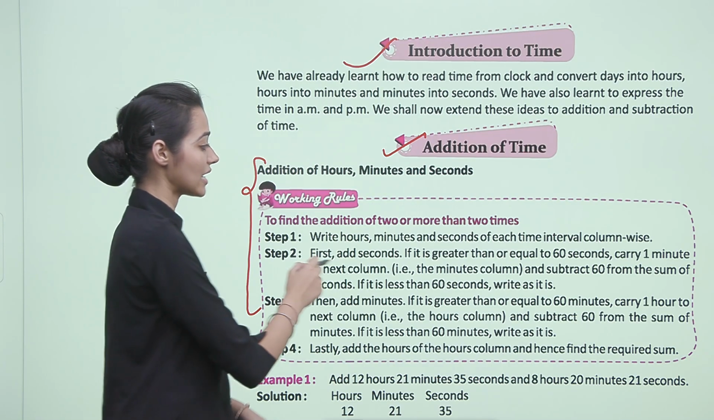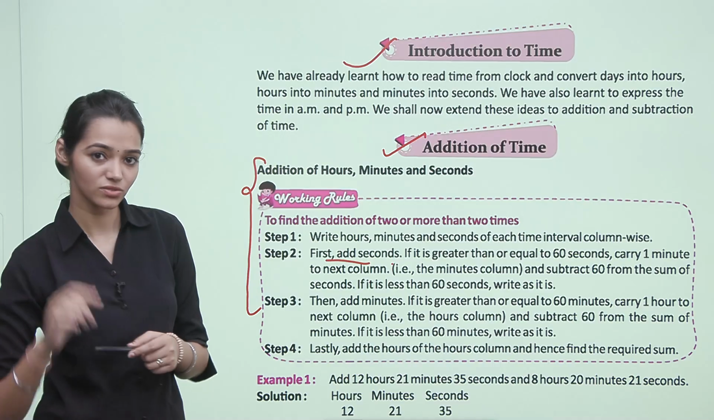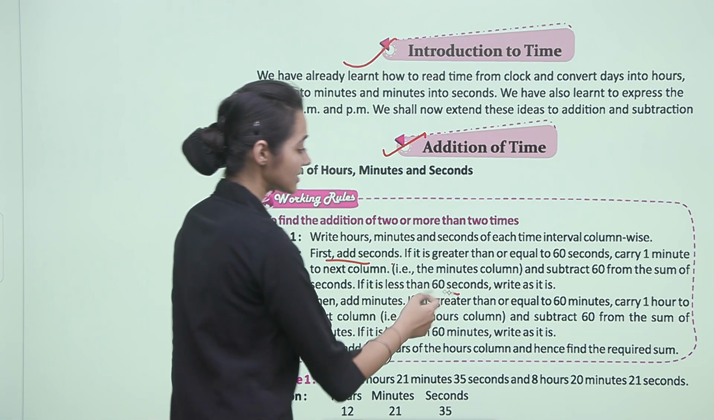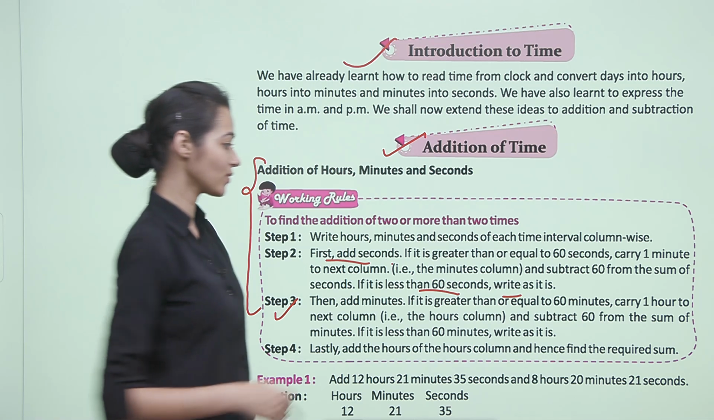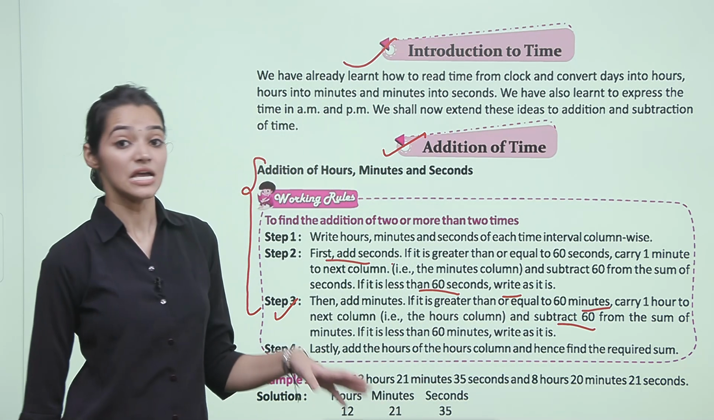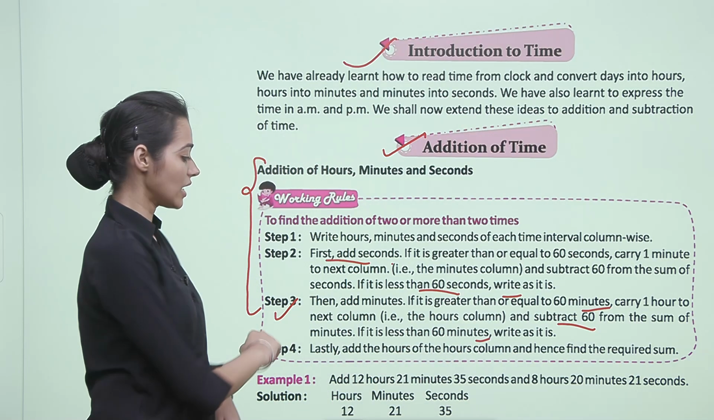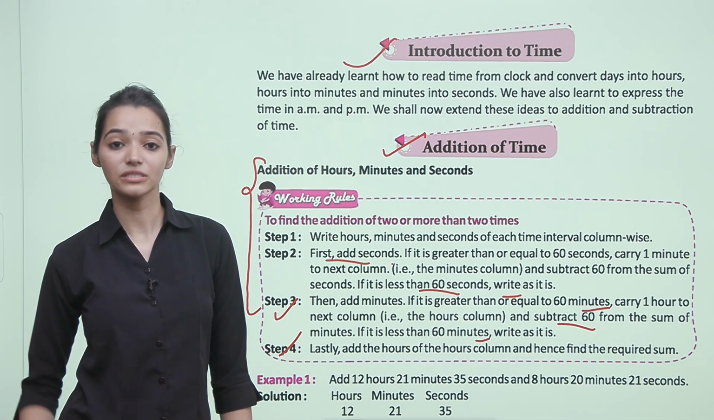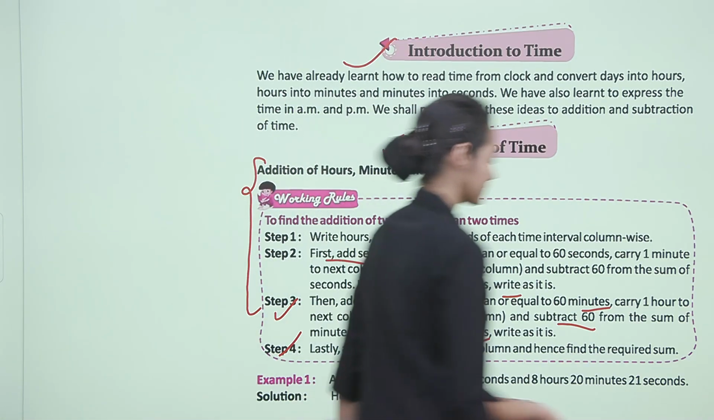Then firstly we will add seconds, and if the sum is greater than or equal to 60, we will carry 1 minute to the next column. If it is less than 60, we will write it as it is. Then we will add minutes. If it is greater than or equal to 60, we will carry over 1 hour, and if it is less than 60, we will write it as it is. Lastly we will add the hours column, and then we will write the required sum.